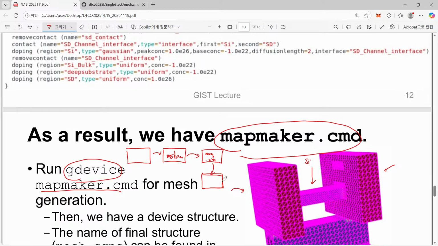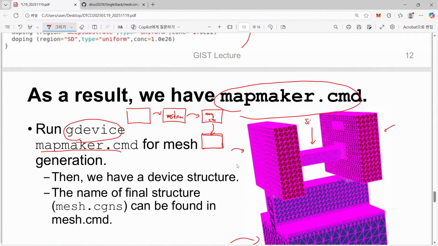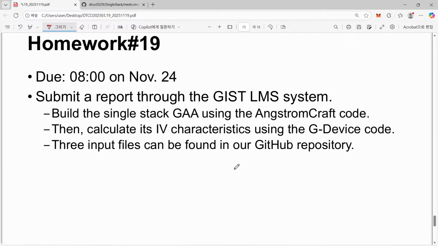I think that right now you may have many questions about the exact meaning of all these lines. First of all, here we have region specification and contact, and also doping. But frankly speaking, I have no idea about what they are. So I will study this, and maybe in the next lecture I will give you a more concrete explanation of their meanings. So now you have homework number 19.